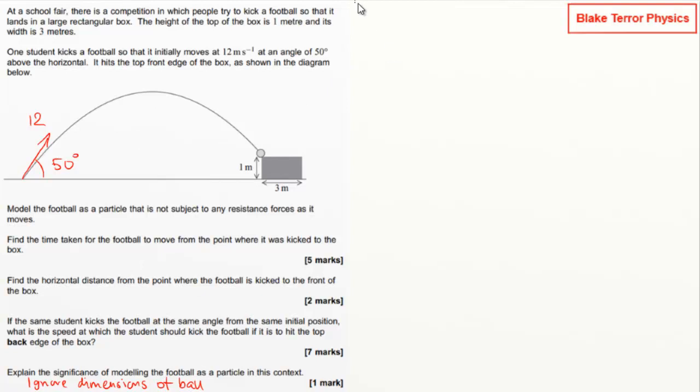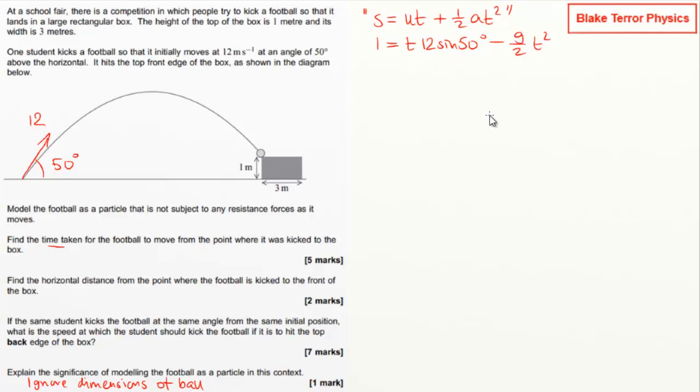So solving all of these, let's go for our standard SUVAT approach to begin with. All of this at the moment is to do with distances. We've got a vertical displacement of 1 metre. We've got u, so we're going in for ut plus a half at squared, because we're after a time anyway. We can do that in the vertical direction, so 1 equals t times 12 sine 50 degrees minus g over 2 t squared.